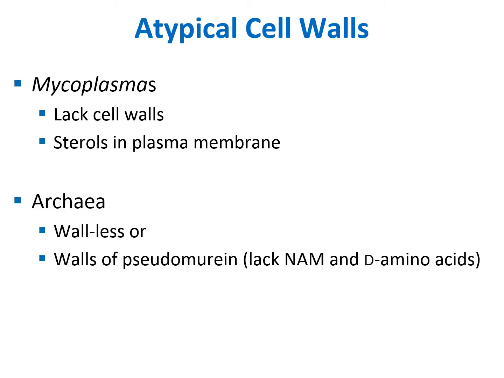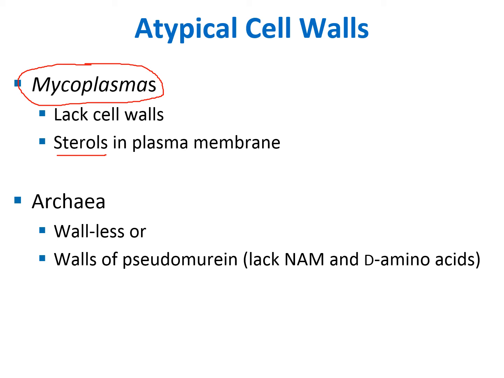So not all prokaryotes actually have a cell wall or have a peptidoglycan cell wall. Mycoplasmas are bacteria that actually don't have a cell wall. They're the smallest known cells, certainly the smallest known bacteria, and instead of having a cell wall, they have sterols in their plasma membrane. Sterols are steroid alcohols like cholesterol, so they're kind of rigid molecules and they give some stability to the plasma membrane. The only reason that mycoplasmas don't burst from osmotic lysis is because they're so small.